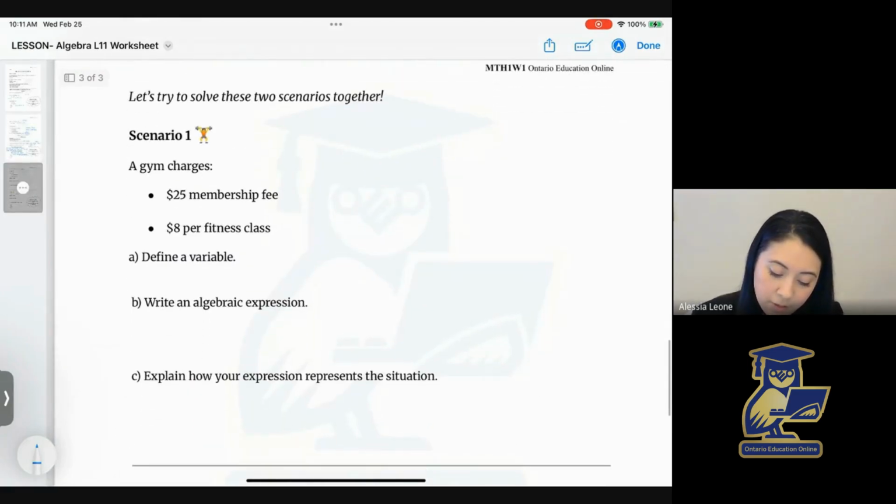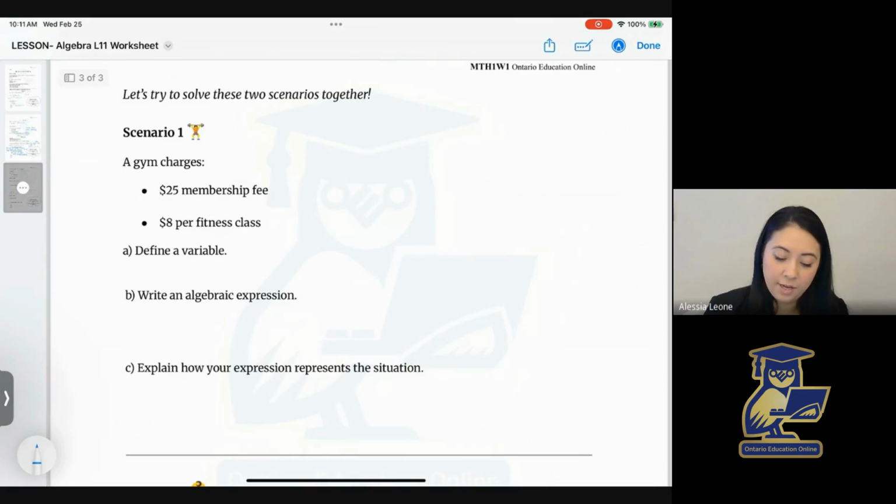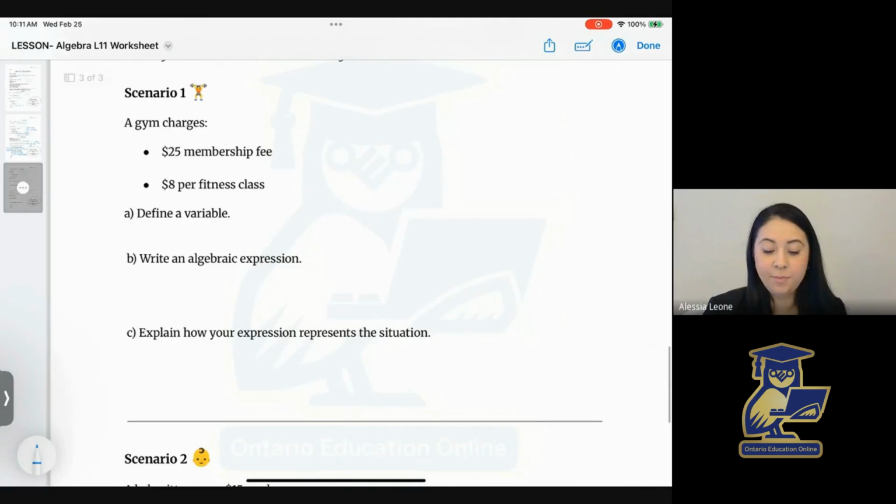So we talked about variables. We talked about how letters and numbers are interacting, plugging in information. Let's look at 2 scenarios together. We're going to look at a gym membership and a babysitting job. So scenario 1, gym membership. A gym charges $25 membership fee and $8 per fitness class. Now, if we think back to the example we just did, one is a fixed cost, one is a changing cost. Our changing cost is the variable.